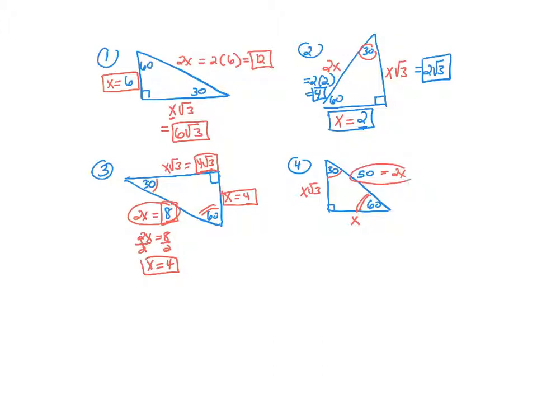Again, the labeling gives us a little equation to use to solve for x. So 50 is equal to 2x. Take and divide both sides by 2. We get x equals 25. Okay, plug it back in. So the short leg is 25. The side opposite 60 degrees is 25 square root of 3. And the hypotenuse is 50.